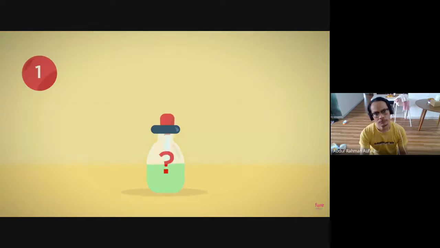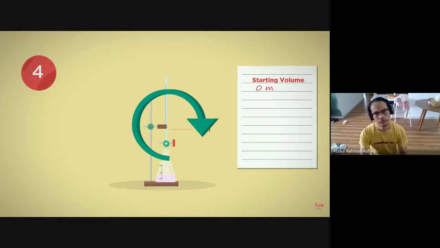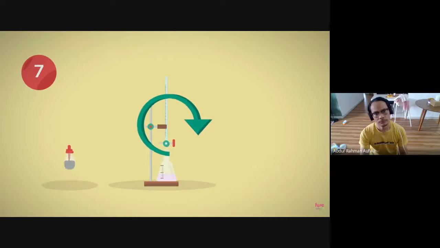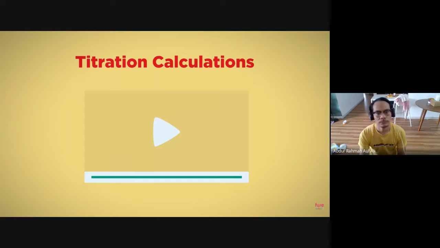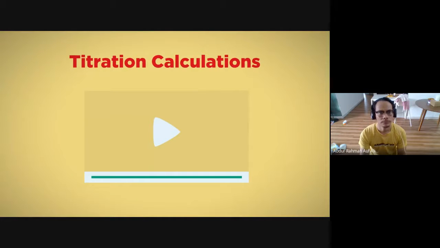So we have carried out the titration a few times and have a consistent value for the titer. What do we do next? Titration calculations. Now that you know how to carry out titrations, watch the second part of this video to see how to do titration calculations, to work out the actual concentration of the unknown solution.